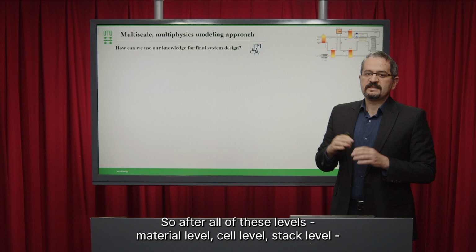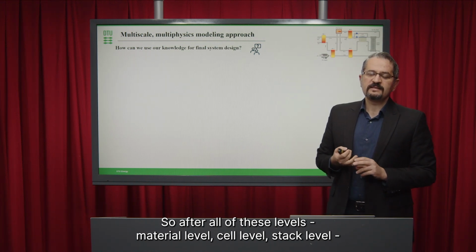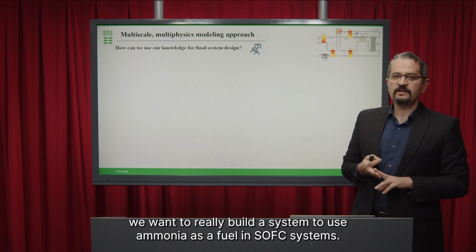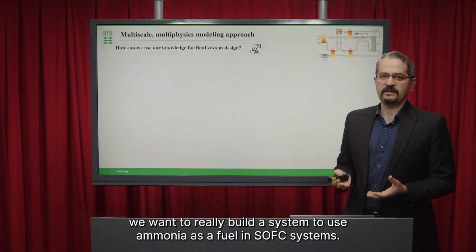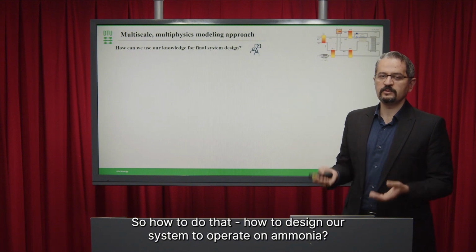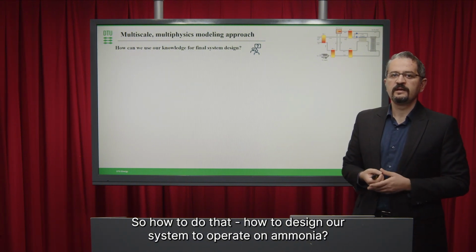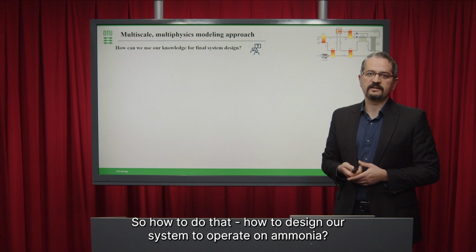So after all of these levels, material level, cell level, stack level, we want to really build a system to use ammonia as a fuel in SOFC systems. So how to do that? How to design our system to operate on ammonia?